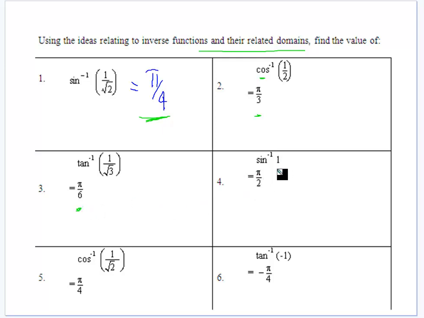Inverse sine of 1 will give us pi on 2. So we only want the 1 value, it's only going to give us the 1 value. Inverse cos of 1 on root 2, again, first quadrant there, so pi on 4.